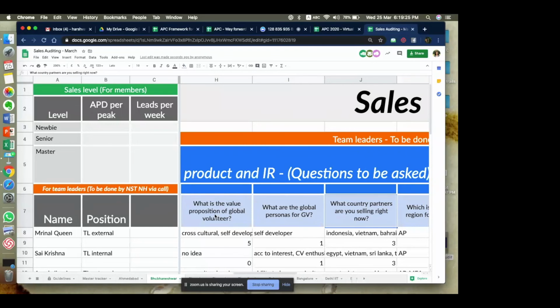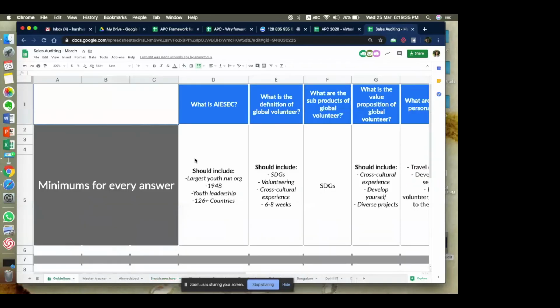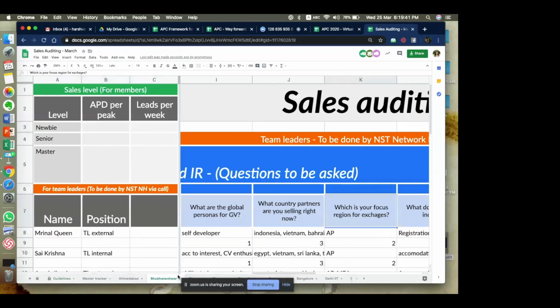So this is where all the questions are, and based on the questions, we are also giving them scores because we want to see how exactly they answered every question. So in the guidelines, the answers are already given, like what is the expected answer for every question. And based on that, they are being evaluated and given the scores.